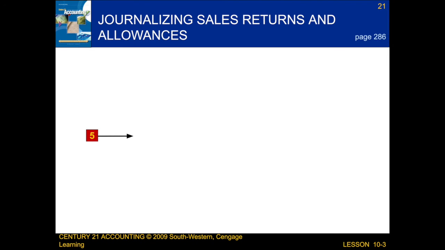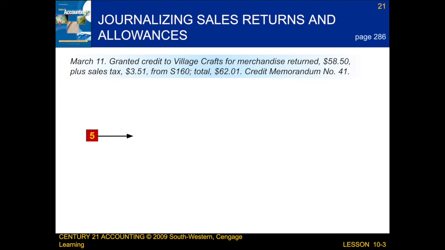Okay, so the last thing that we're going to be talking about in this lesson is journalizing sales, returns, and allowances. This transaction reads, on March 11th, granted credit to Village Crafts for merchandise returned, $58.50, plus sales tax, $3.51 from S160, total $62.01, credit memorandum number 41.